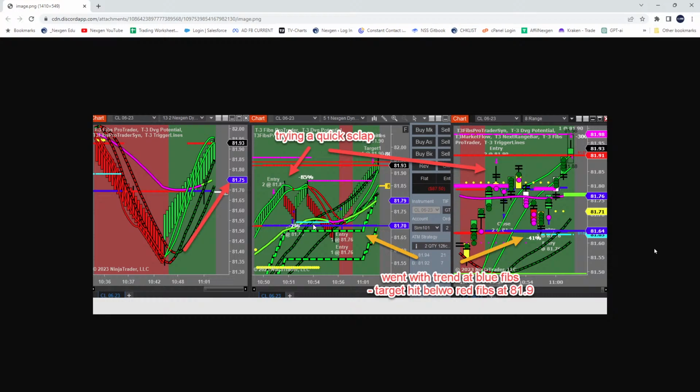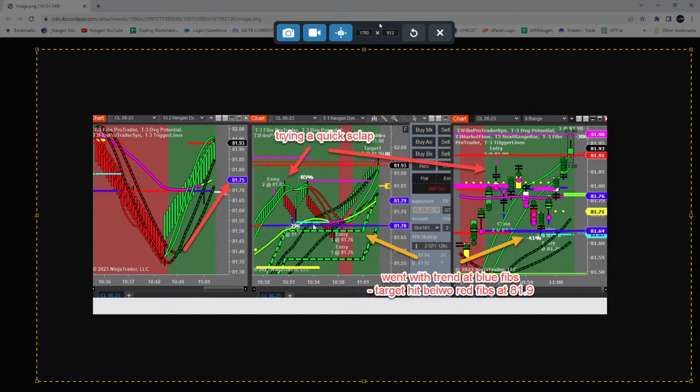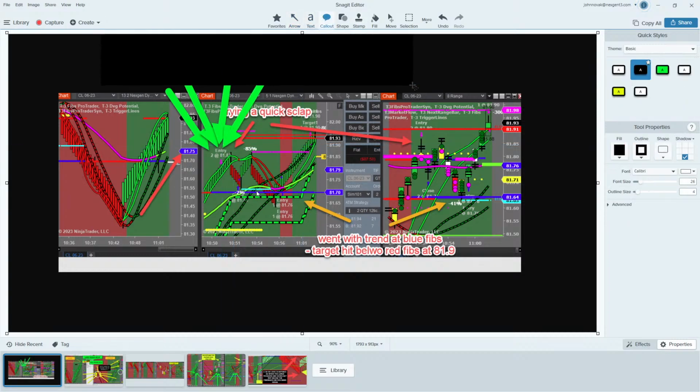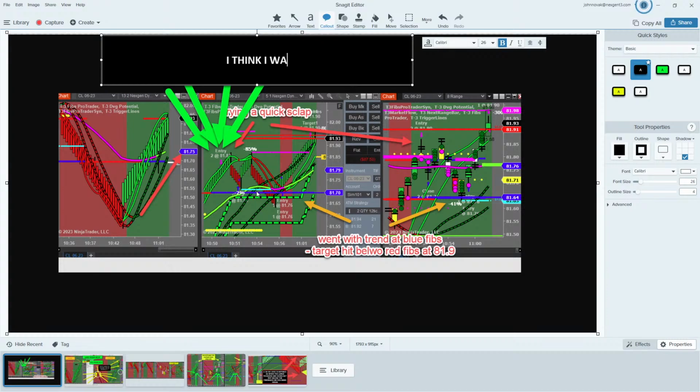All right, so, trying a quick scalp. You know, again, Tony, this is the "I hope I get lucky" look. Look, this right here is the number one reason most people lose with Nexgen. And it's pretty much the same thing. I think, I want, I hope, just trying, wish it would, right?